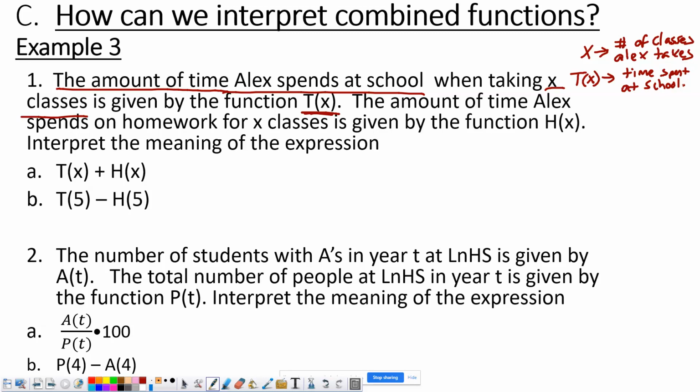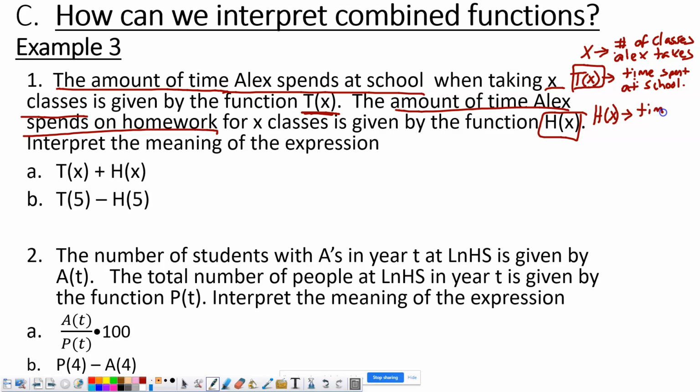Now, as we learned a couple lessons ago, how would you say this verbally? You would say that t is a function of x. Or you could say that t depends on x. Now, in the context of this word problem, we could say that the time Alex spends at school depends on how many classes he's taking, right? All right, let's continue. So we've interpreted those two. The amount of time Alex spends on homework is given by the function h of x. So now we have a new function, h of x.